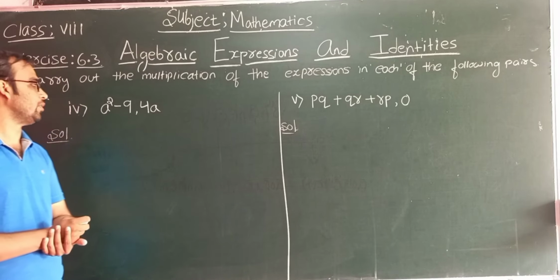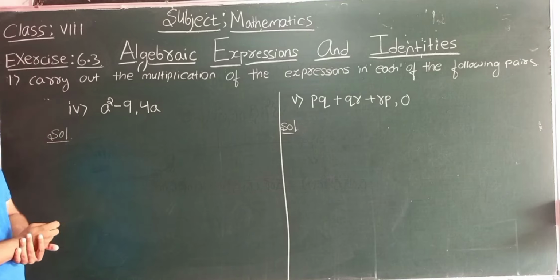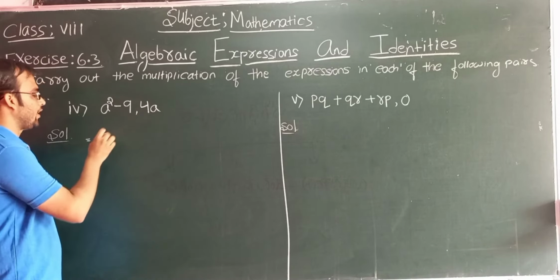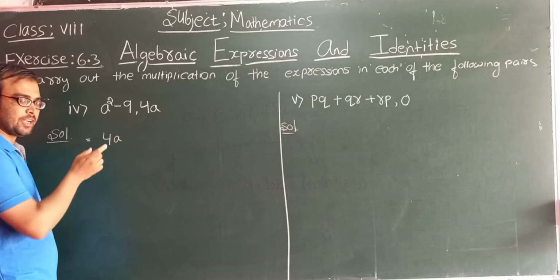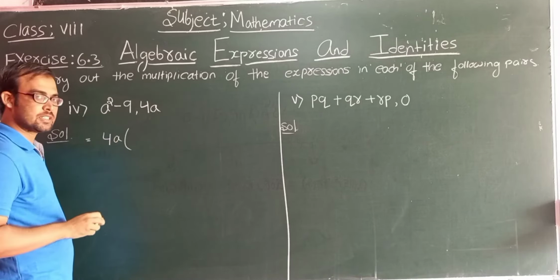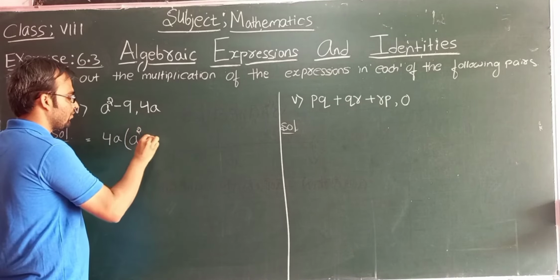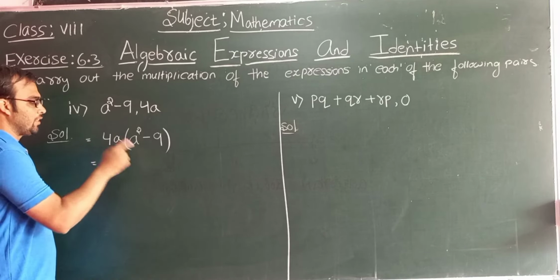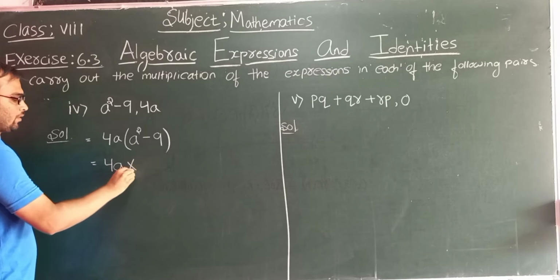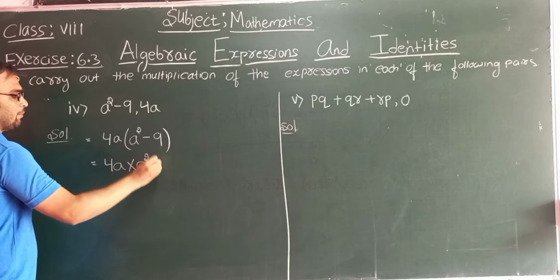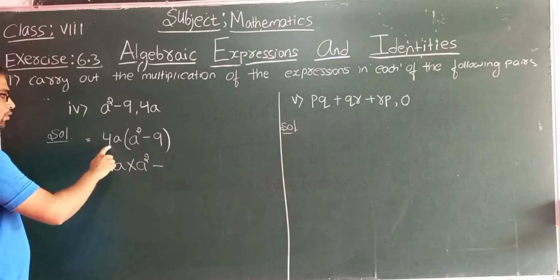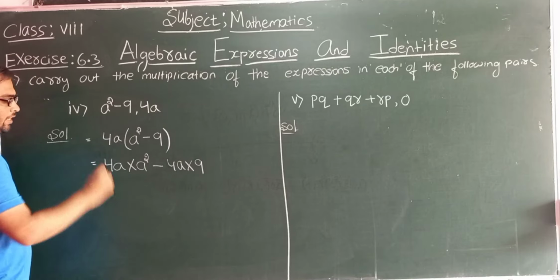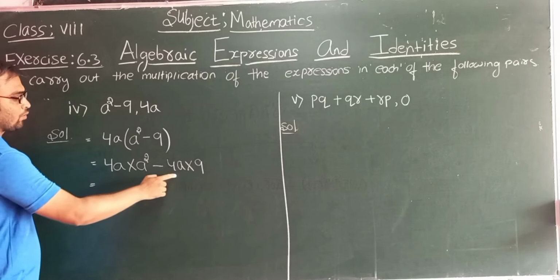Students, now let's solve the fourth question. Okay. So what is given? a square minus 9 comma 4a. So we need to find the product of these two. So here first write this one. As I told you, first you should write the monomial. Next, whenever a binomial is given, you have to write that in a bracket. Minus 9. Okay. Now we need to multiply 4a with a square. So here 4a into a square. The minus is there, so write minus. Next 4a with 9. 4a into 9.